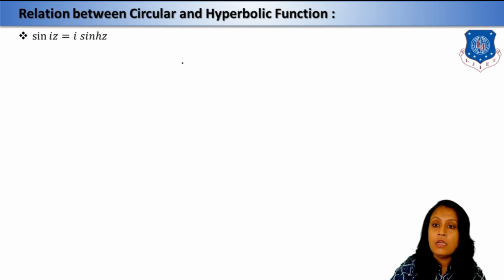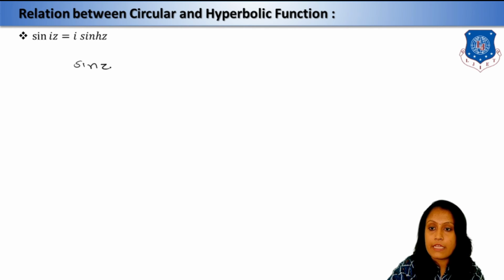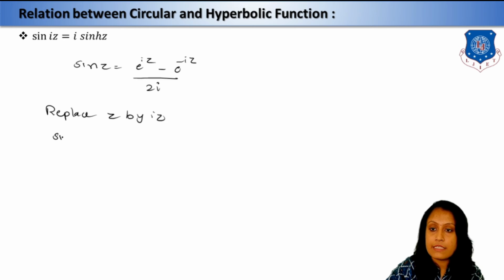Okay, now let's prove some relations between circular and hyperbolic functions. So first is sin iz is equal to i sinh z. We'll use the formula of sin z, that is e raised to iz minus e raised to minus iz upon 2i. Now we will replace this z by iz because we want the result of sin iz, right? Therefore, sin iz is what?